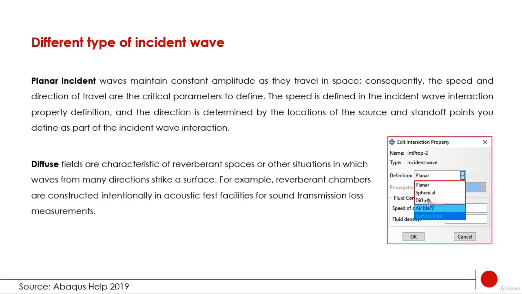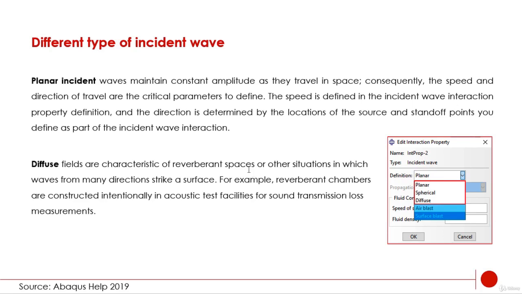So now let me just explain the diffuse part. Diffuse waves are characteristic of reverberant spaces or other situations in which waves from many directions strike a surface. For example, reverberant chambers are constructed intentionally in acoustic test facilities for sound transmission loss measurement.